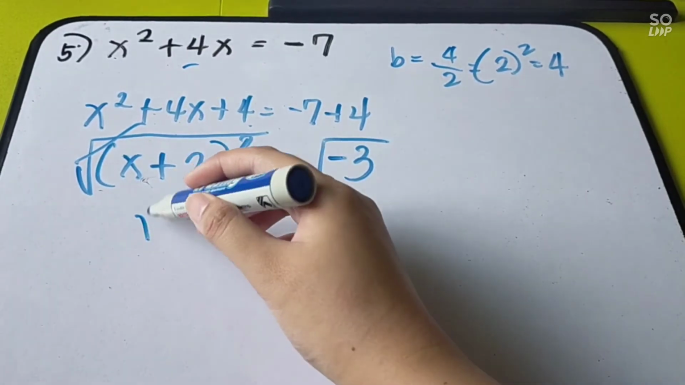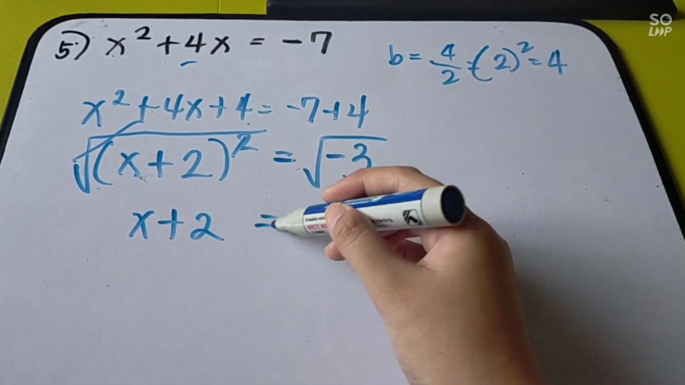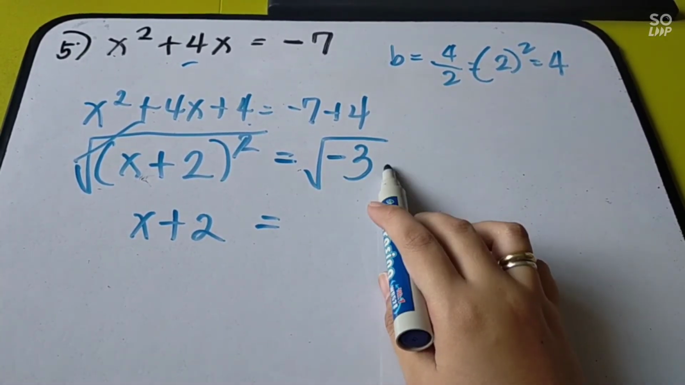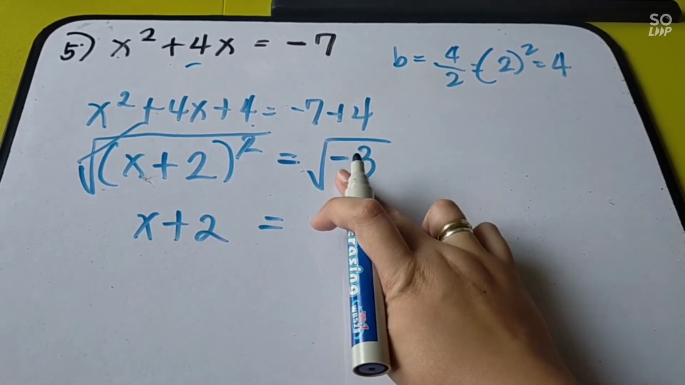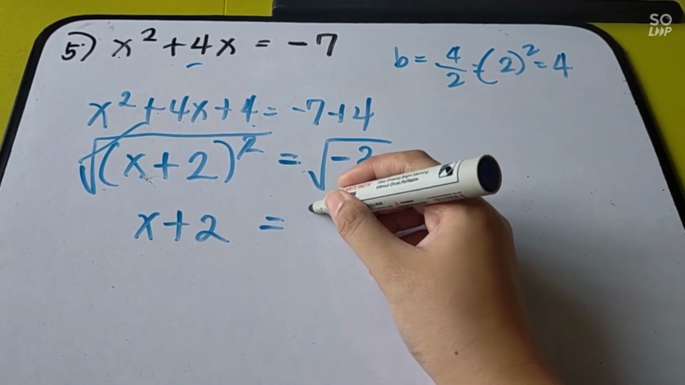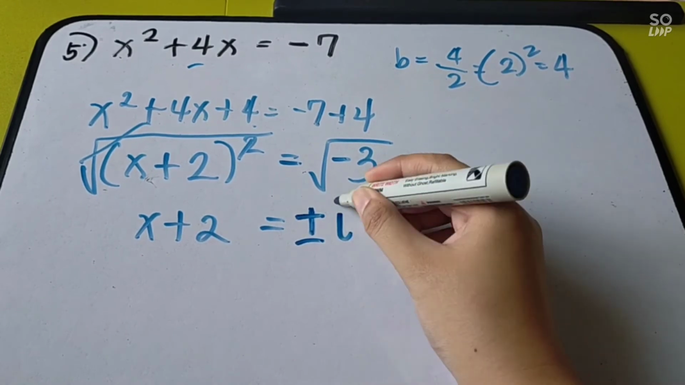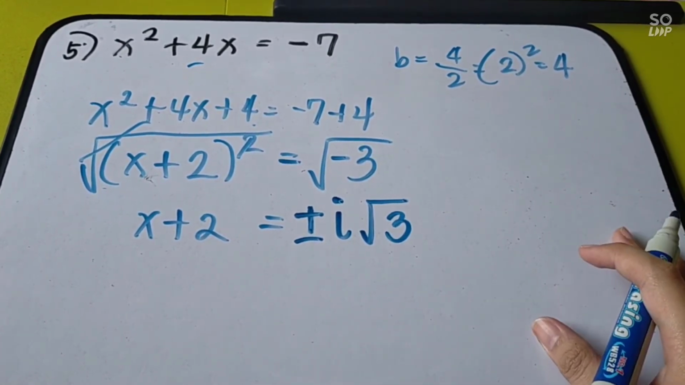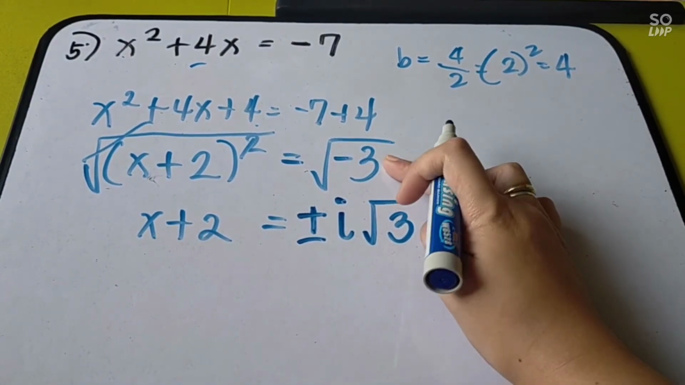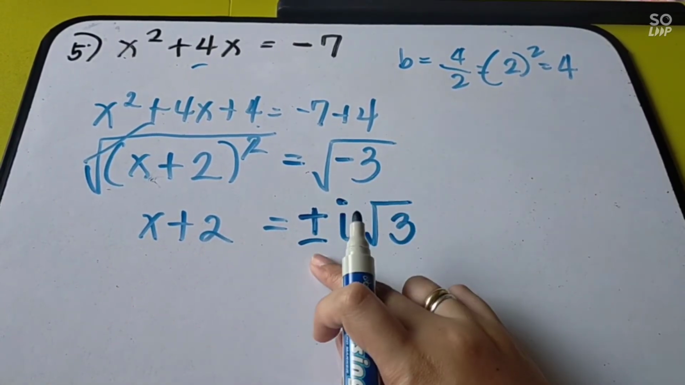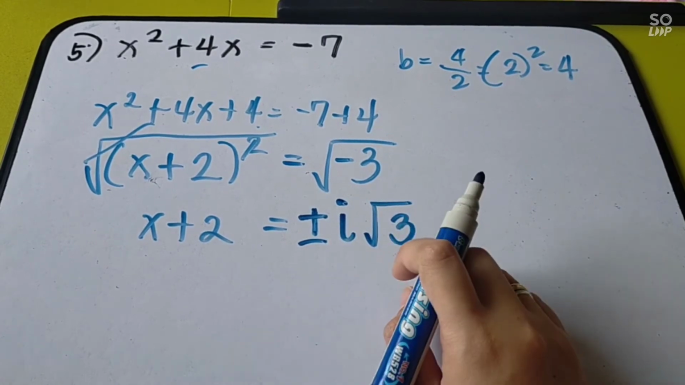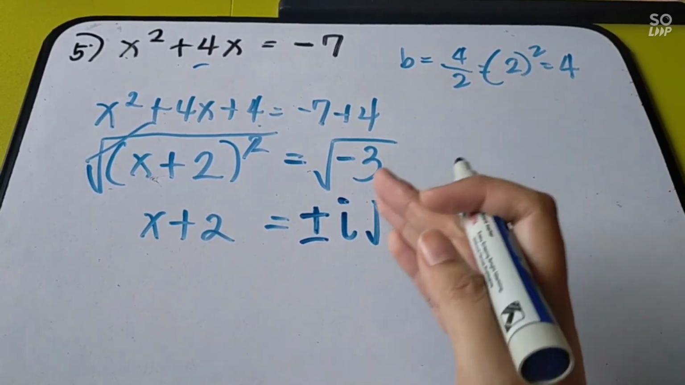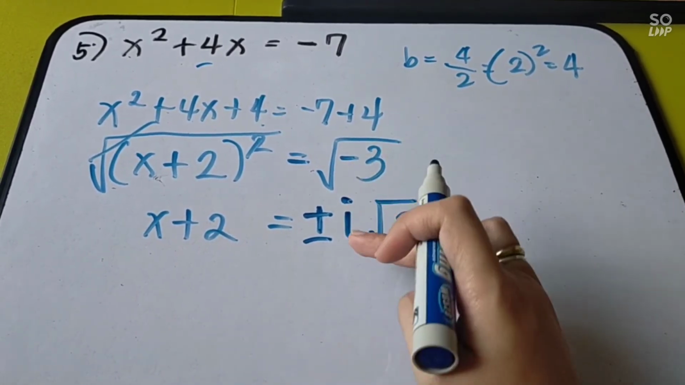Ang matitira ay x plus 2 is equal to square root ni negative 3. Since negative ito, yung i ang ilalabas natin: positive and negative i, since si 3 ay walang square root. Itira mo doon. Kung ito ay square root of negative 4, ang magiging sagot dito, positive and negative 2i. Lalabas mo yung square root ni 4, that is 2. Basta si negative i lagi yan.